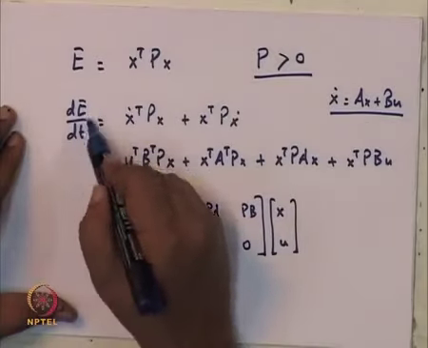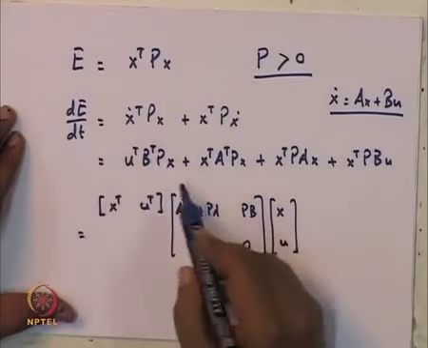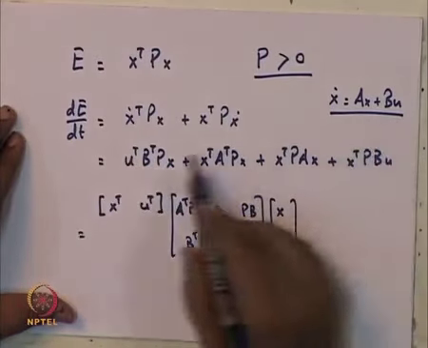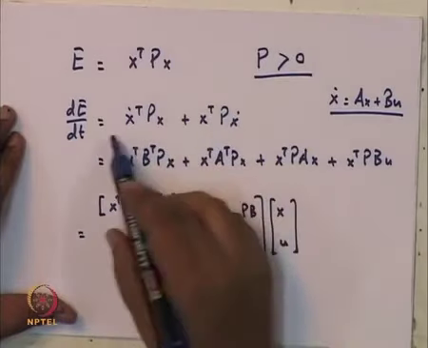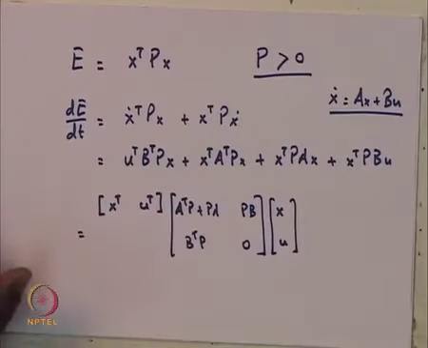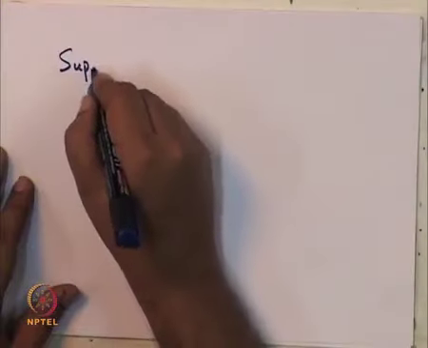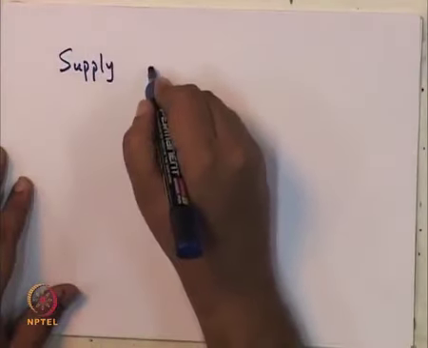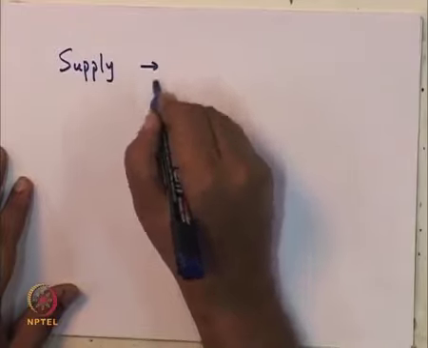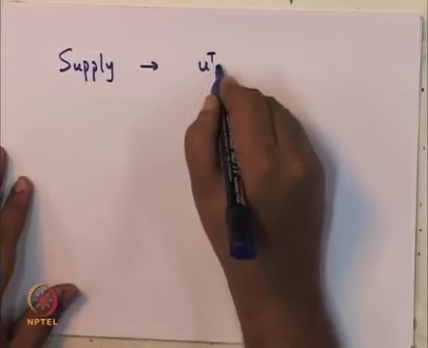So, what we have got is an expression for dE dt by just using the state space equation and using that P that had appeared in the positive real lemma, and I get this. Now, throughout we have been saying that the supply is given by u transpose y.